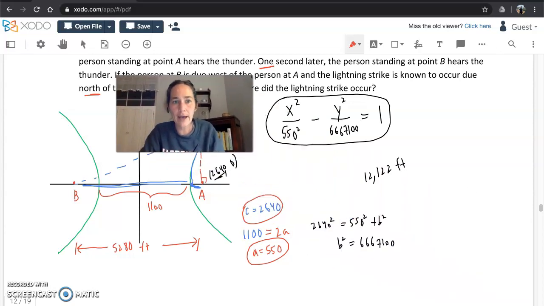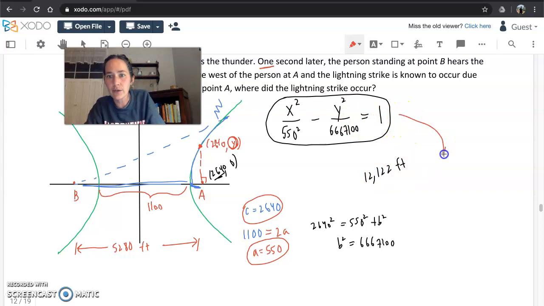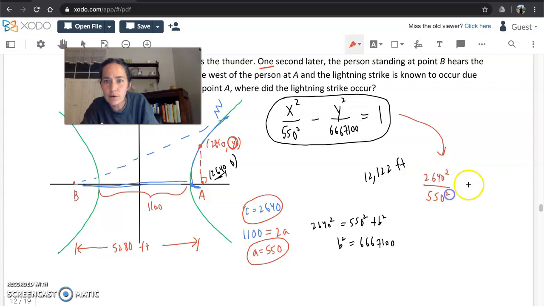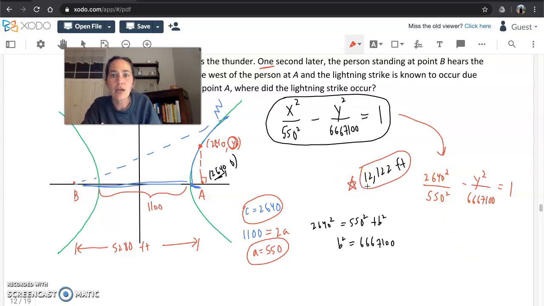So we can always go back to the function that we wrote as our model in the last session and just plug in 2640 for x. So it'd be 2640 squared over 550 squared minus y squared over 6667100 equals 1. And then it's going to be up to you to solve this algebraically. I recommend subtracting this fraction over to the other side, and then multiplying through to get what y is. And when all's said and done, you can check your answer: the lightning strike occurred 12,122 feet due north of the person standing at point A.